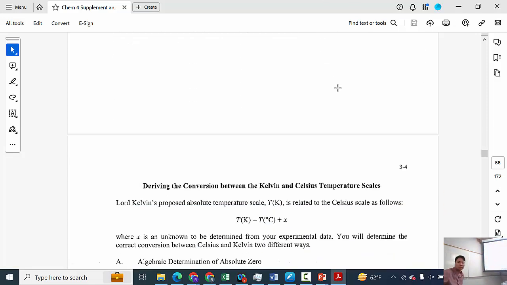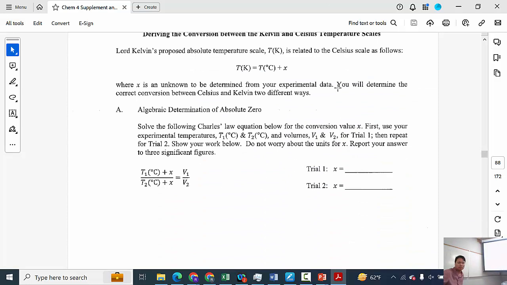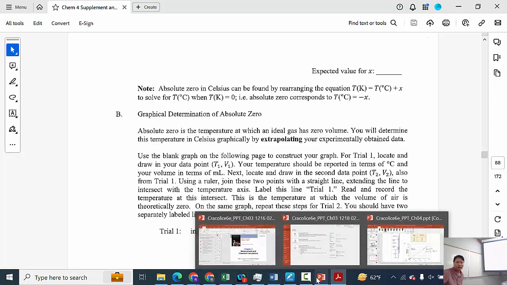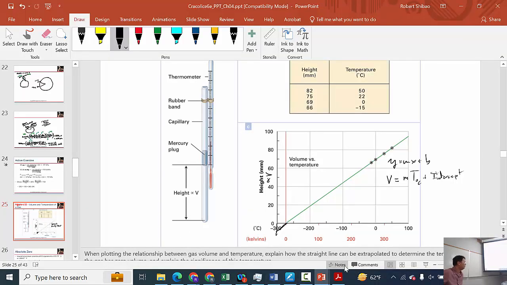It depends on if we do this. We can make our life a lot easier if we change something. If we use degrees C, this is not absolute temperature. However, if we use Kelvin, this would be absolute temperature. If I convert my degrees C into Kelvin, then the intercept is very easy, because at 0 volume, we have 0 Kelvin.